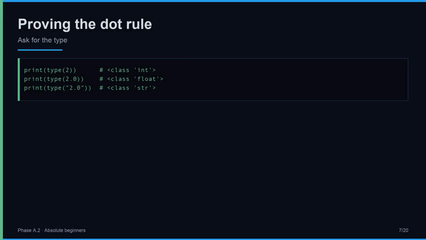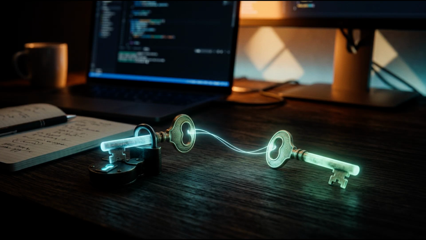Let us prove the dot rule with a type function. We ask for the type of 2, and Python says class int. We ask for the type of 2.0, and Python says class float. Same digits, different answer, all because of the dot. And just to be thorough, 2.0 wrapped in quotes is text, a string, not a float at all. The type function never lies. Whenever you are unsure what kind of value you are holding, ask for its type.